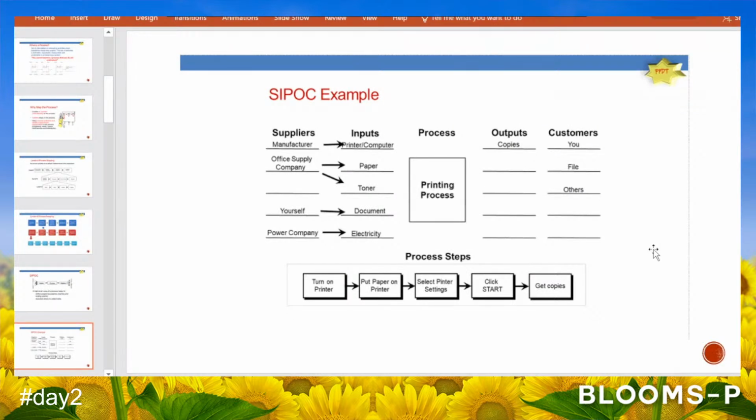So the process steps, perhaps: first is to turn on the printer. Put the paper on the printer. Select a printer setting. Then click start. Then get the copies. So that's it. These are everything that you can see when you craft a particular flowchart. I want everyone to look at the process steps: turn on the printer, put the paper on the printer, select printer settings. If you look at the SIPOC example, the suppliers, input, process, output, and customers are already put into one.